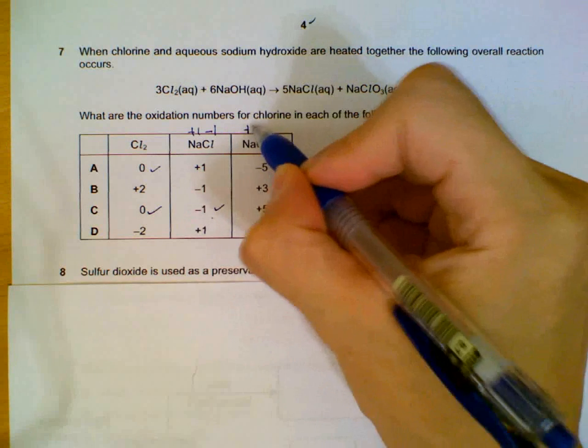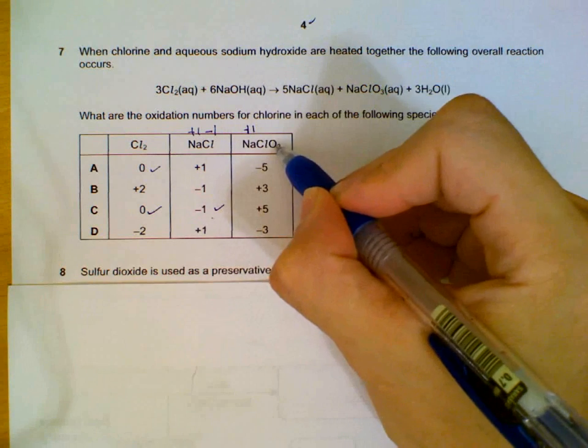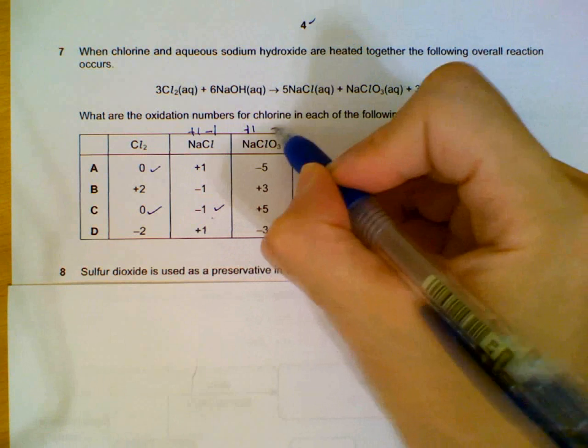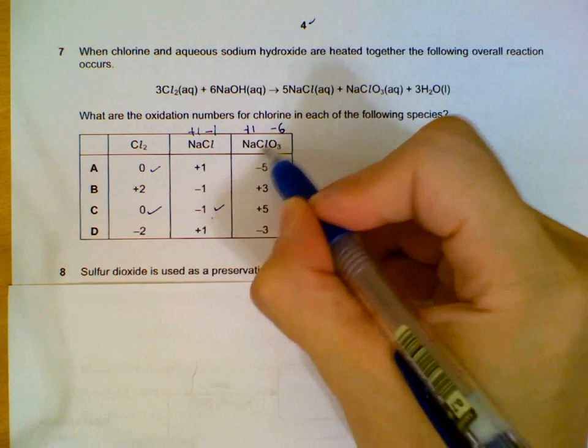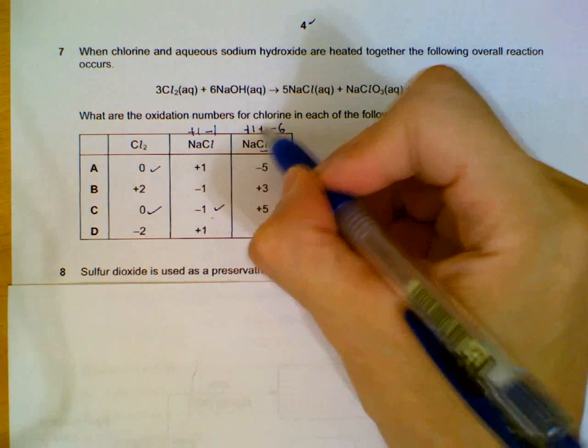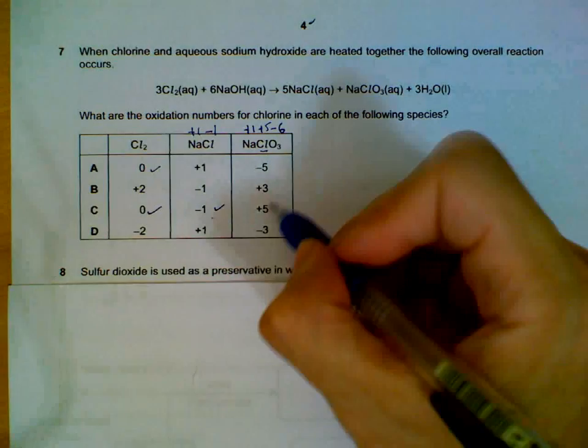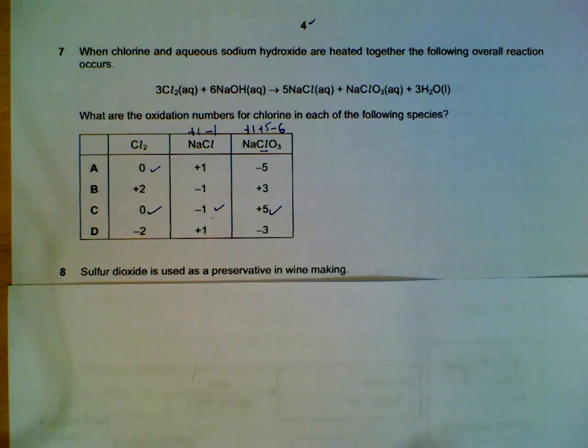Sodium will be +1. Each oxygen will be -2, so this will be -6. So your chlorine here must be +5 to make it an overall 0. And that also confirms C.